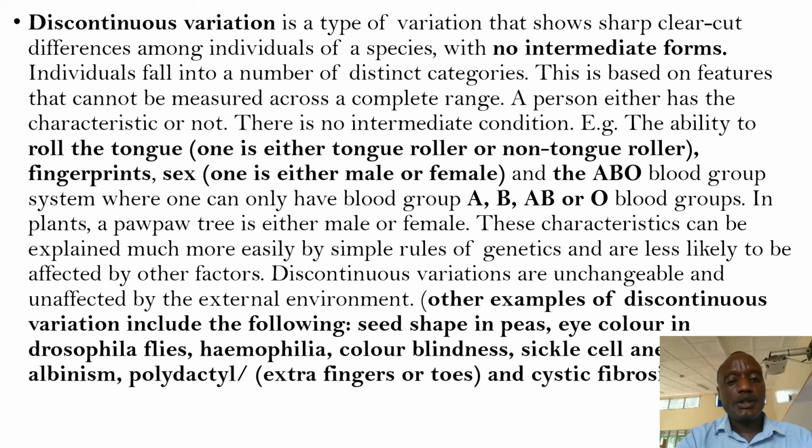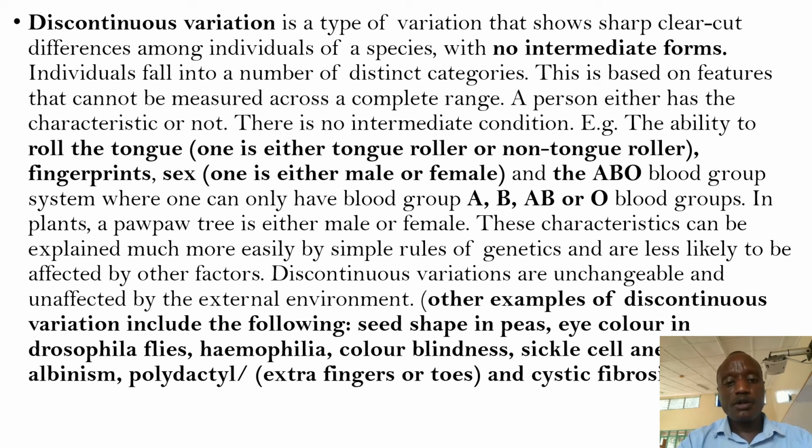Fingerprints, sex. One is either male, another one is female. Take the ABO system blood group. You could find that one can only have blood group A, another one blood group B, another one blood group AB, another one blood group O. So which means here in discontinuous variation, there are clear-cut differences among individuals within the population. So basically that is it.